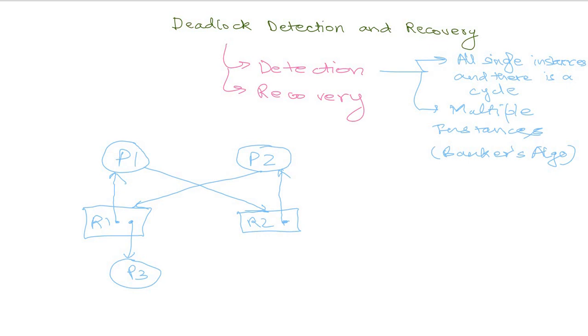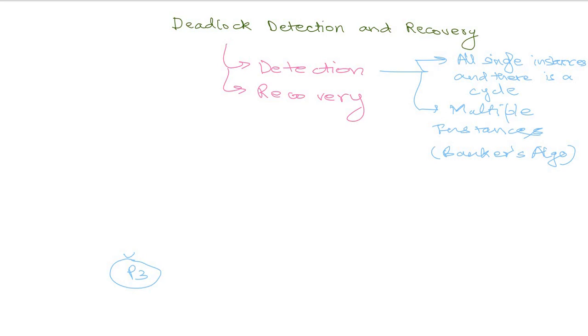Now let's understand a few more things about this, that is recovery. So let's talk about recovery now. What do we do in case of recovery? Recovery has basically two steps. One is kill process or processes, and the other one is preempt resources.